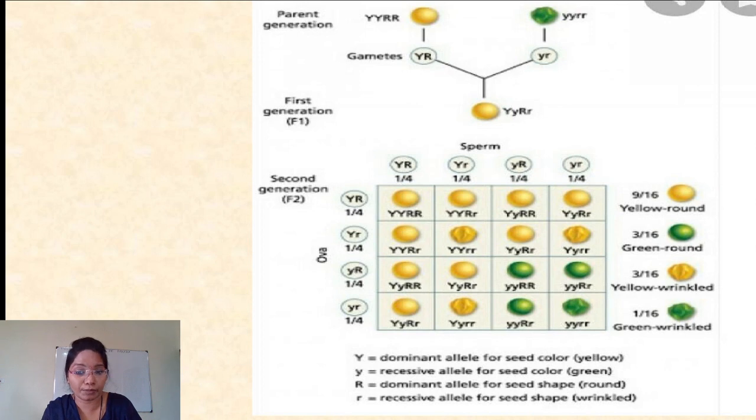16 offspring. Out of that, 9 offspring were yellow round, 3 offspring were green round, 3 offspring were yellow wrinkled, and 1 offspring is green wrinkled. So, when Mendel considered a cross with two pairs of contrasting characters, the phenotypic ratio is 9 is to 3 is to 3 is to 1. In this way, a dihybrid cross can be studied.